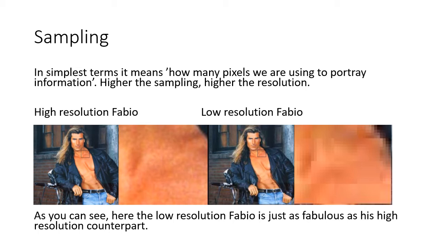Here we have a high resolution Fabio and a low resolution Fabio. As you can see, the pictures themselves look almost the same. Only when we look closer at his muscles, we can start to see that the low resolution Fabio shows pixels and the high resolution Fabio is smooth and precise. But as you might see, in the case of Fabio, this doesn't really matter because we are trying to show something this big, and in that case it doesn't matter if this distance is 2000 or 500 pixels.